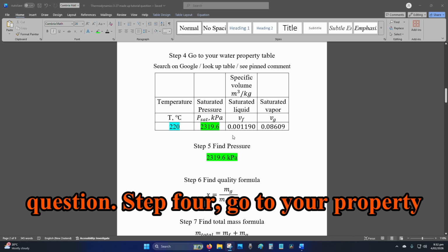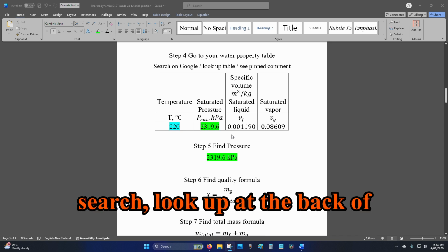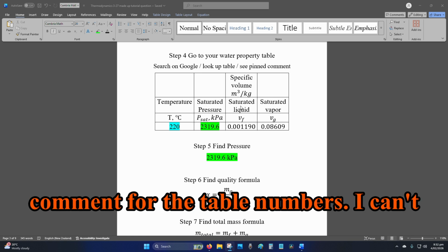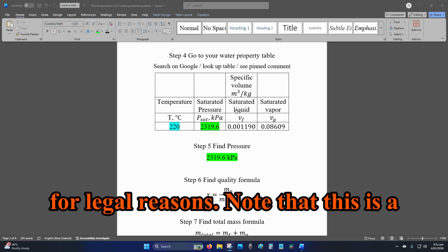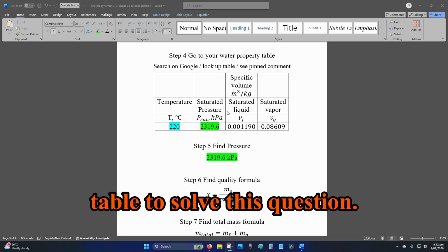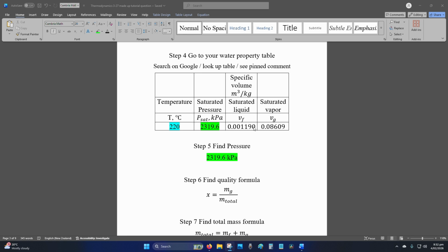Step 4, go to your property table. You can Google search, look up at the back of your textbook or PDF. See the pinned comment for the table numbers. I can't reveal the table numbers for legal reasons. Note that this is a custom-made property table to solve this question.